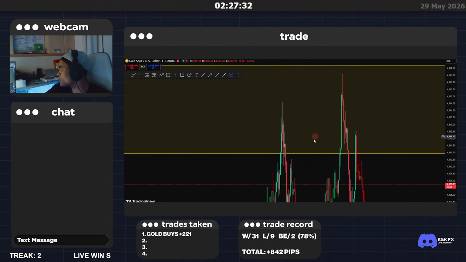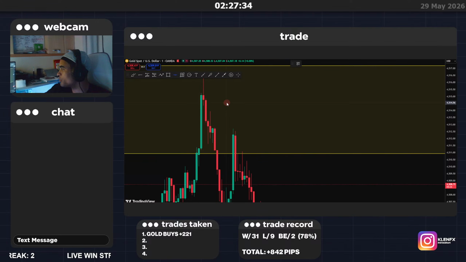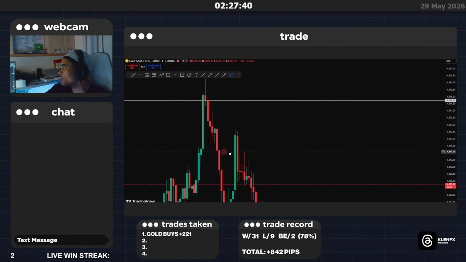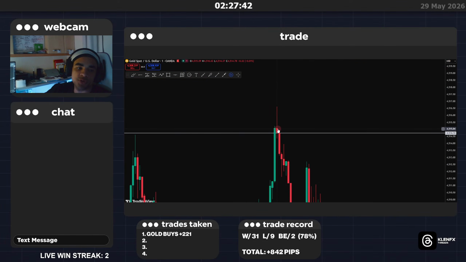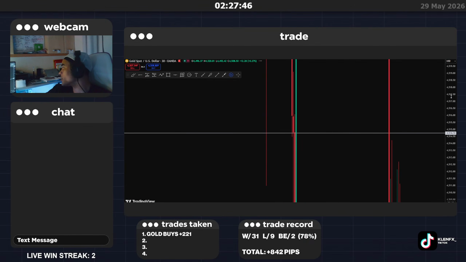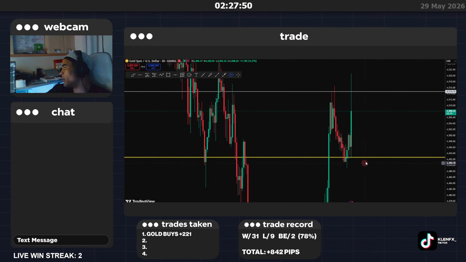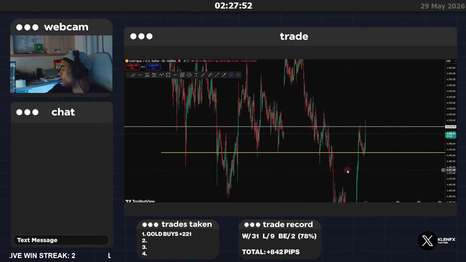I'll keep going back to it. This 1 minute right here, where it closed like that above the zone. This 1 minute candle is the reason for our 221 pip win today, okay? And it's just as simple as that, really. Might not be a sniper entry, but we got there in the end.